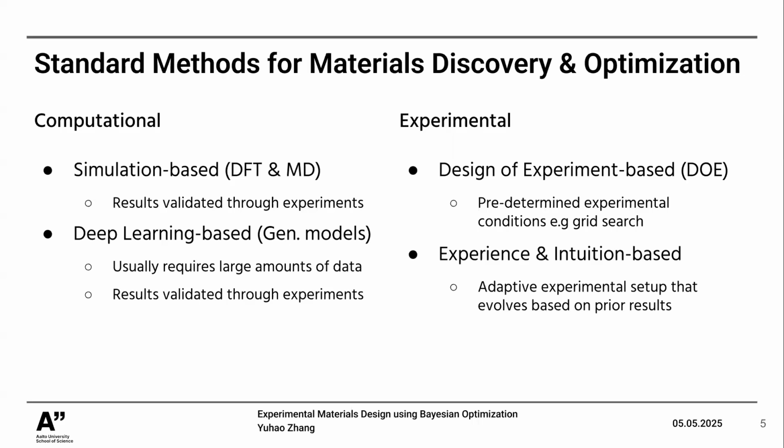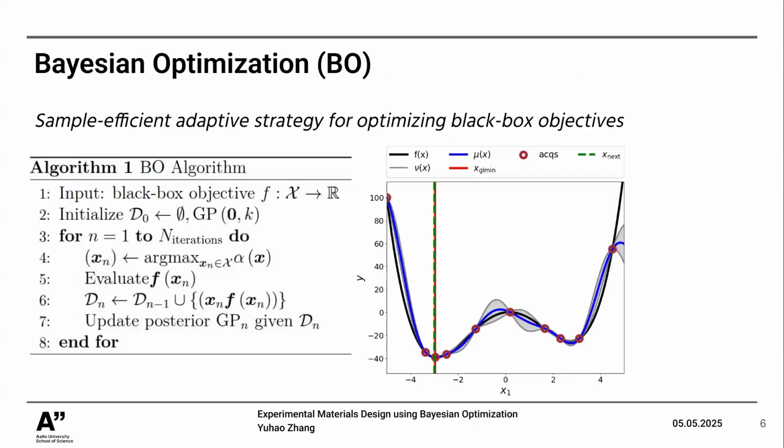Now, on the other side, what the experimentalists do is design their experiments using what are called DOE methods. These can be predetermined sampling strategies, such as grid search. They have some compositional space and a predetermined sampling strategy, and then they just synthesize the materials. Or they can be more nuanced, based on experience and intuition, or on physical insights and previous publications. This is more adaptive, but again, it is more heuristic and prone to human bias. But we can do better, and that's where Bayesian optimization comes in.